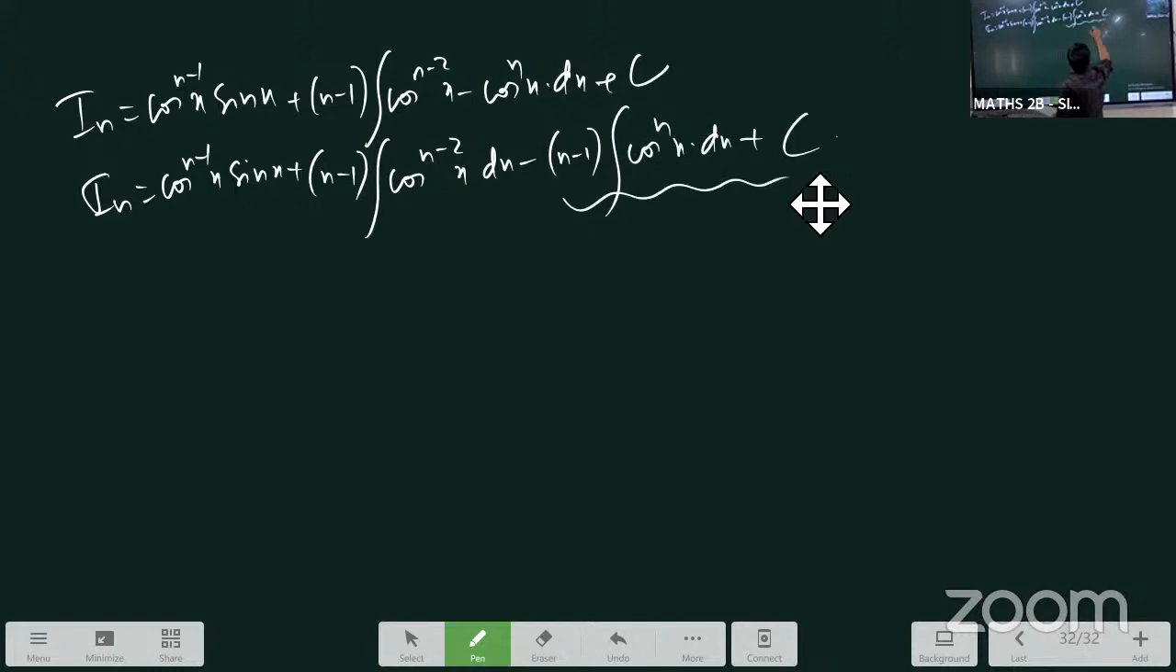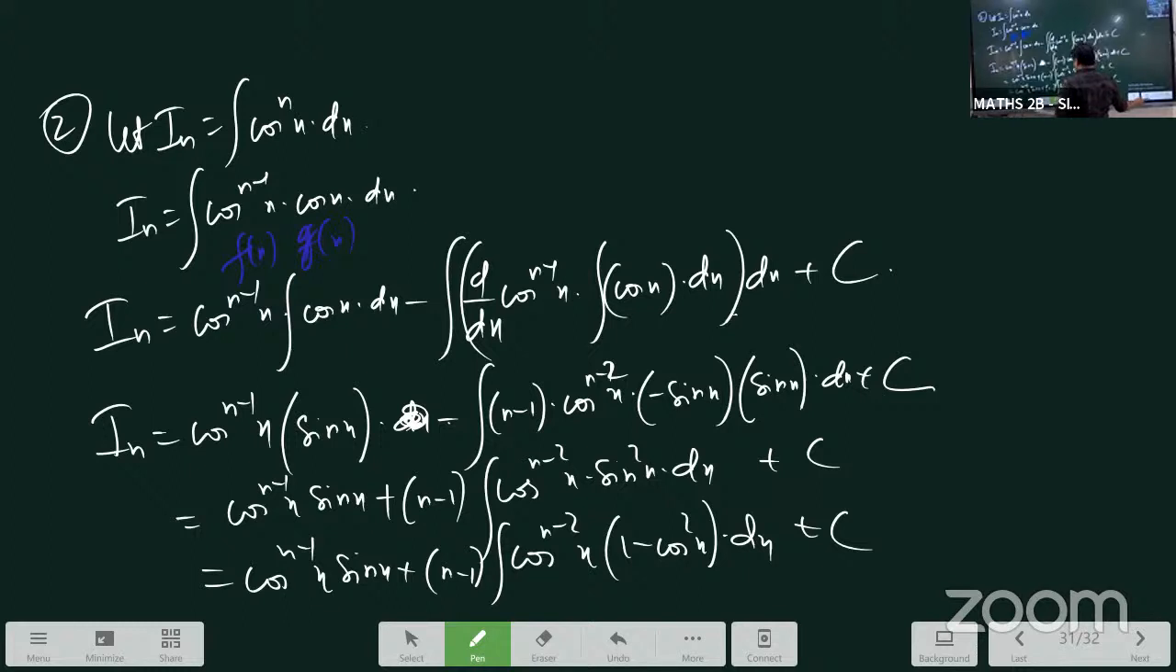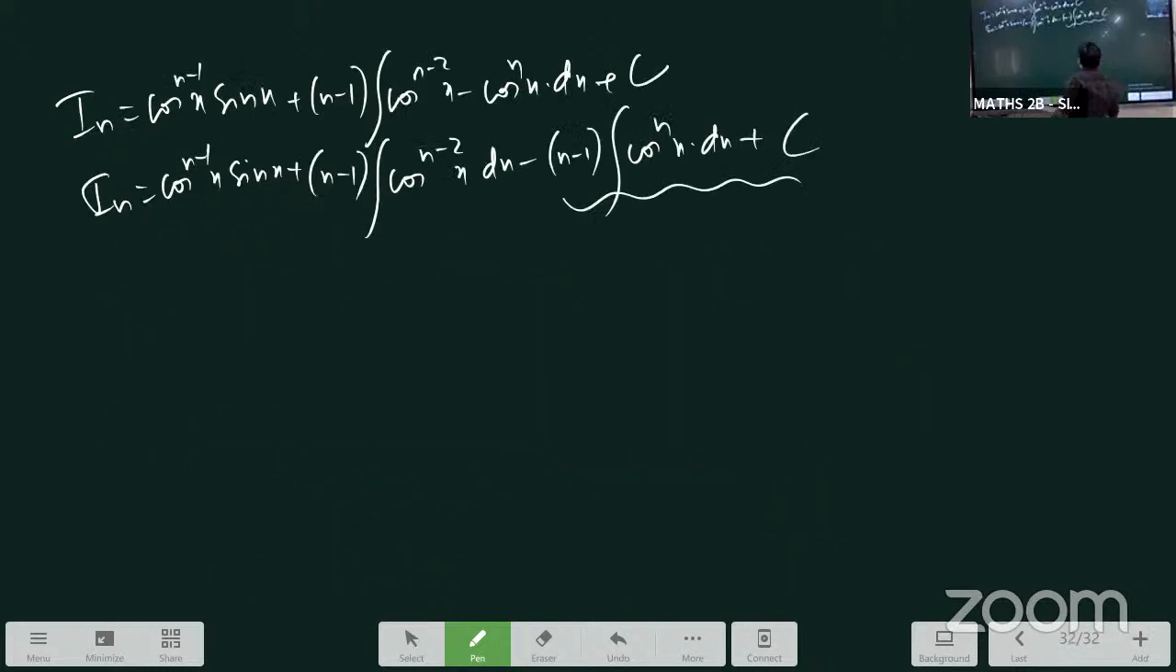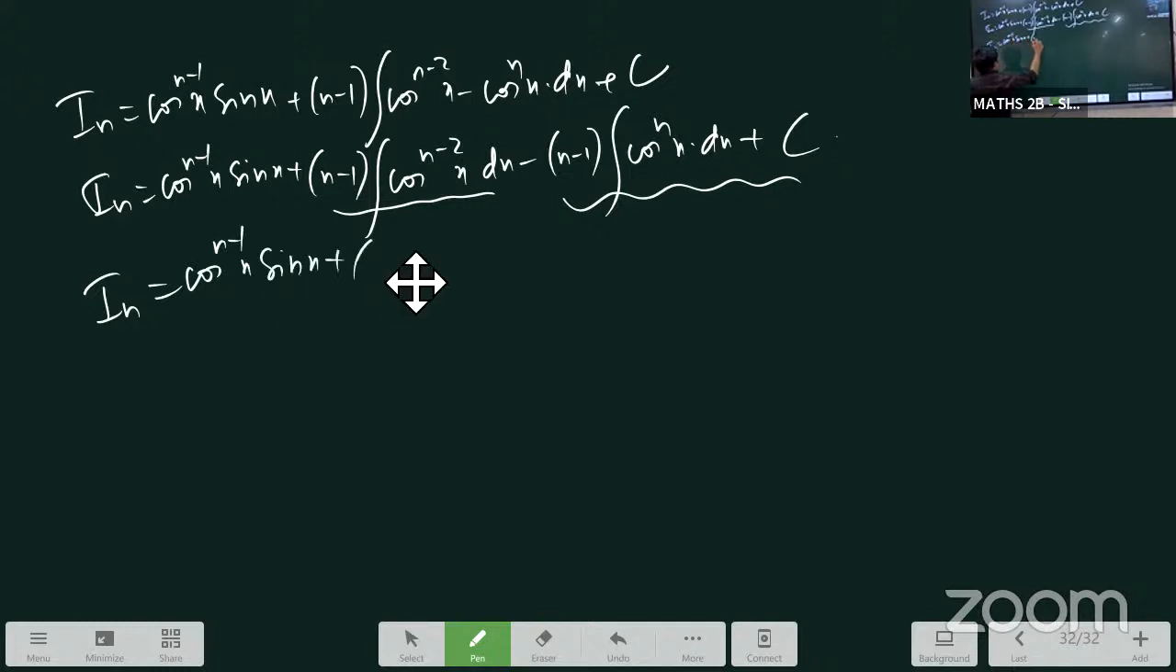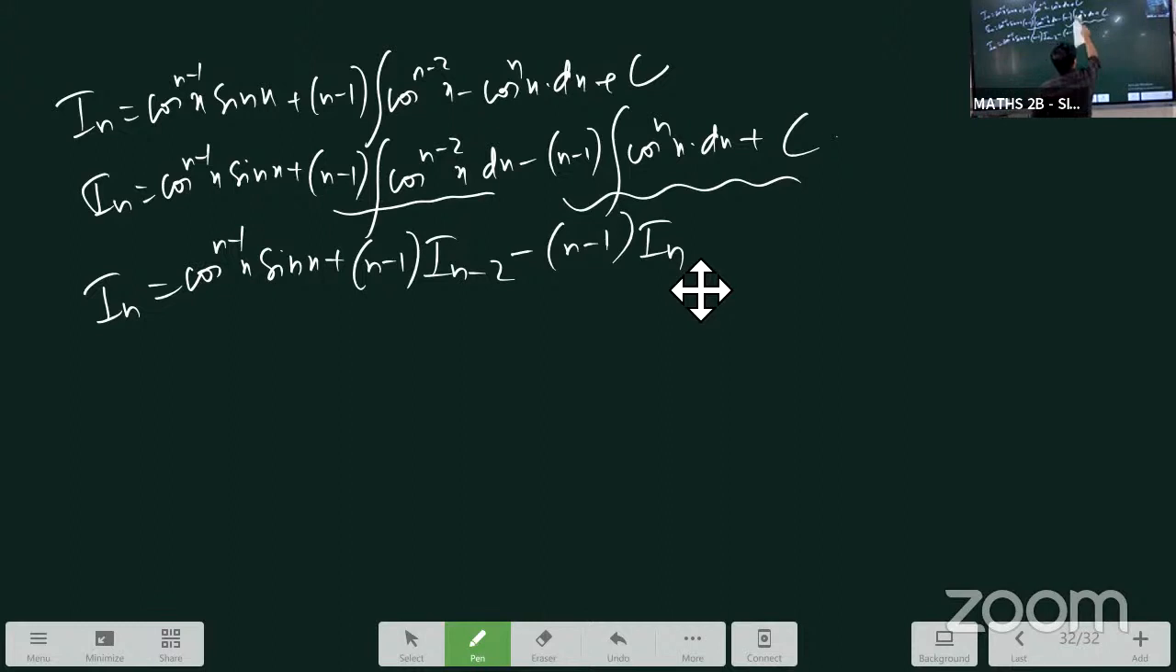This I am going to take as In. This I am going to take as n plus 1. No, that is n minus 1 only, right? So this I am going to take as In minus 2. So In is equal to cos power n minus 1 x sin x plus n minus 1 integration, which is In minus 2, minus n minus 1 In. In this integration, the whole constant will be there. Is it clear? As you keep changing the values of n, every time I get a constant. At last you will get one big constant that will be plus c. After reducing it, you are going to write that part.